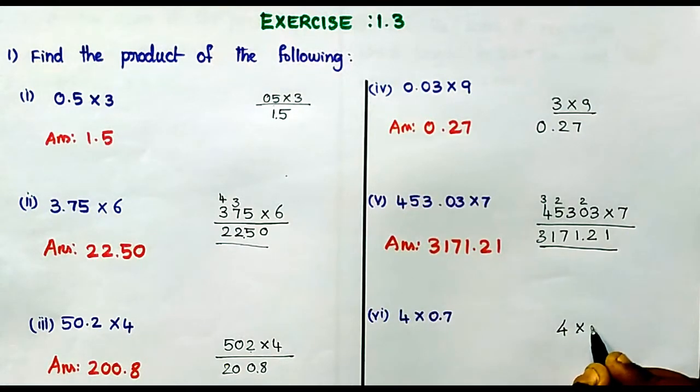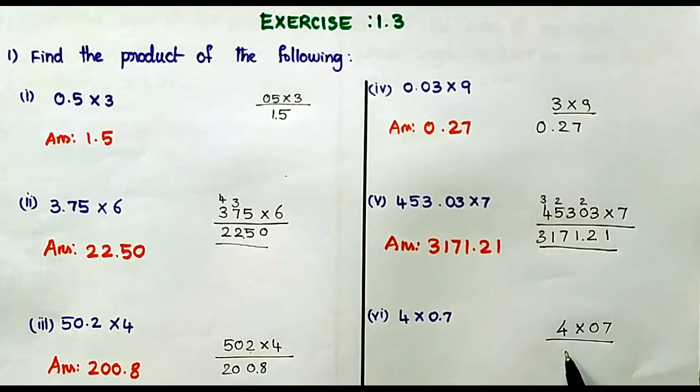And then next sum, 4 into 0.7. 4 into 0.7. 7 4s are 28, 0 0. So 28, and here one digit before we have to give the point, means 2.8 is the answer. So answer 2.8.